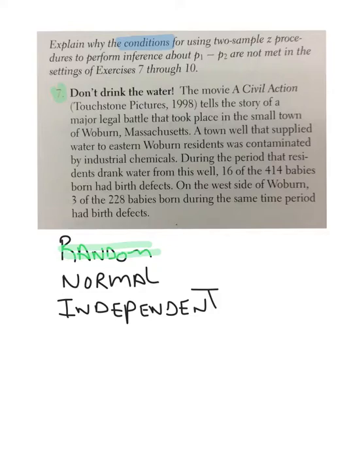And then secondly, we're going to have an issue with normal as well, because remember, the number has to be bigger than 10. So if we look at this and we say 3 out of 228, if you take that decimal and multiply it by 228, what are you going to get? You're going to get 3. The successes and the failures, there have to be at least 10. This number has to be 10 or more, essentially. So, that's not going to work. That's the answer to that question. Let's go to the next one.